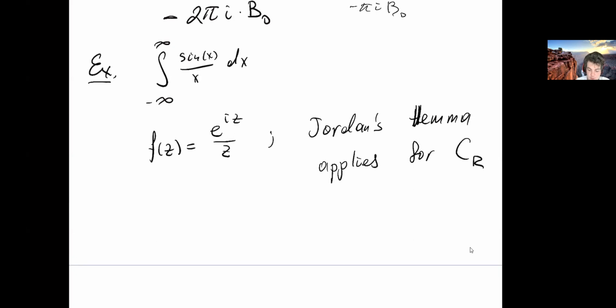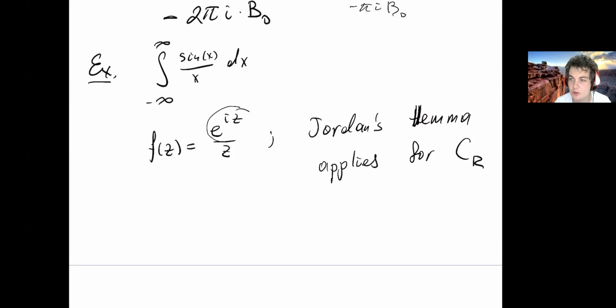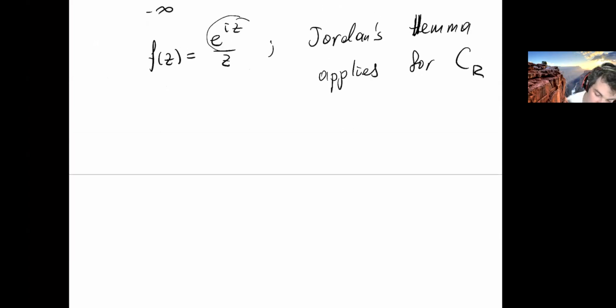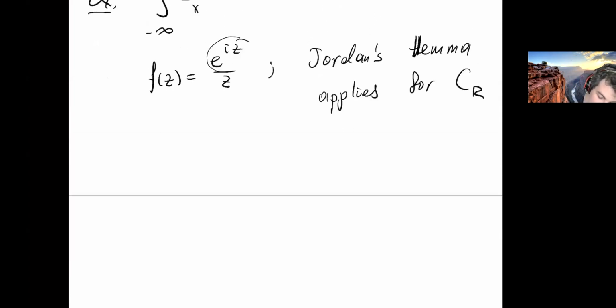Jordan's lemma said that if we're integrating an exponential times something small, then over CR, the limit will be 0. Well, we have the exponential divided by z. And on this circle CR, z becomes super huge, and so 1 over z becomes super small. And so Jordan's lemma applies. And it means that on CR we'll have absolutely no problem. Now, for CR, let me be a little bit more careful. For the top part of CR.